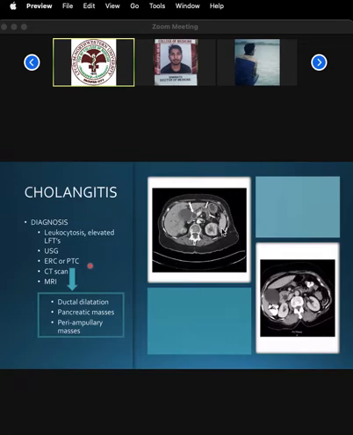Okay? So you may also request for CT scan or MRI. Now, your CT and your MRI have the advantages of telling you whether there are ductal dilatations elsewhere or there are pancreatic masses or even periampullary masses. Okay?